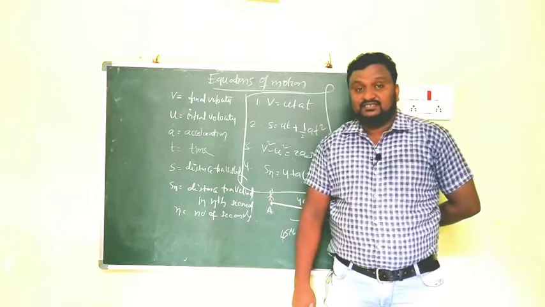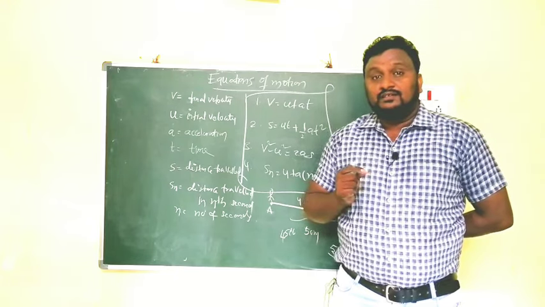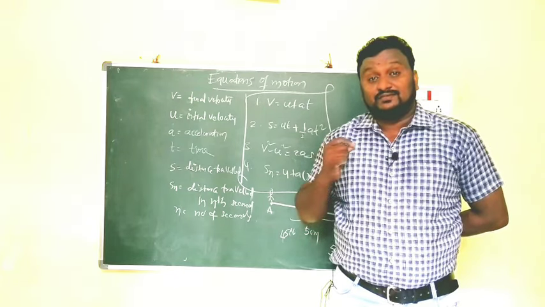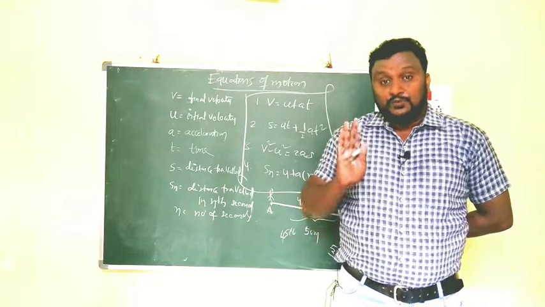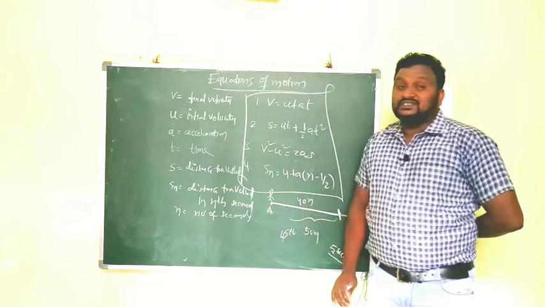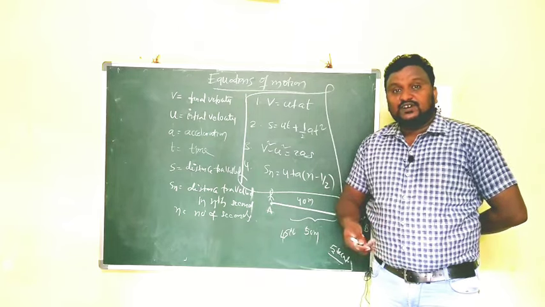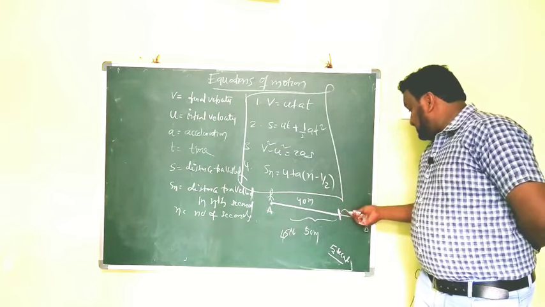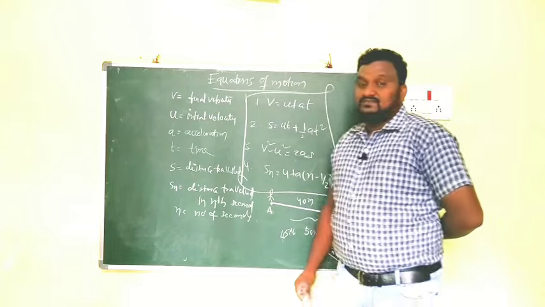Then what is the distance covered by the person in the last second? Total 5 seconds. Clear? Up to 4 seconds he covered 40 meters. In the last 1 second, how much is it? 10 meters. Clear?